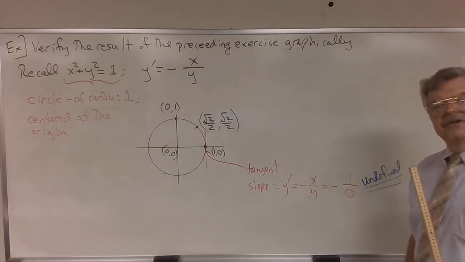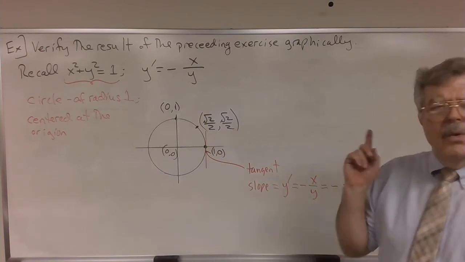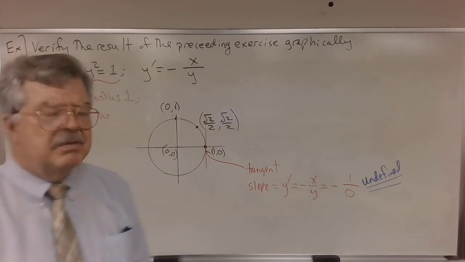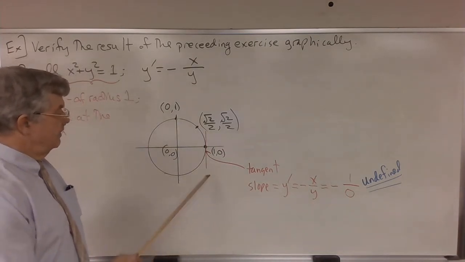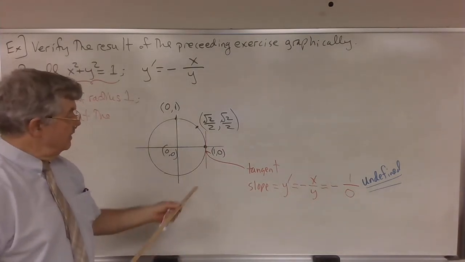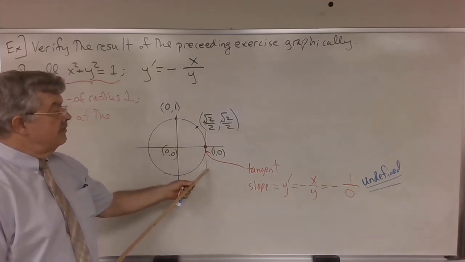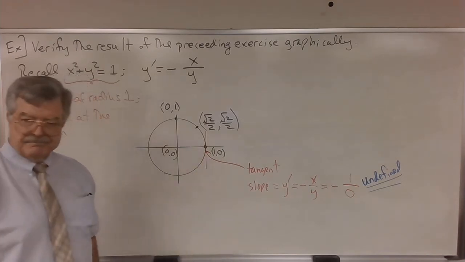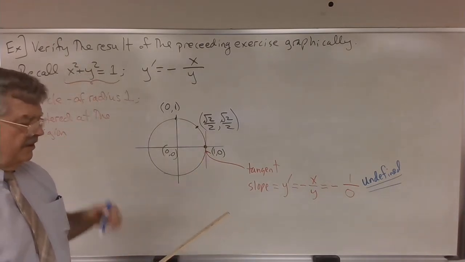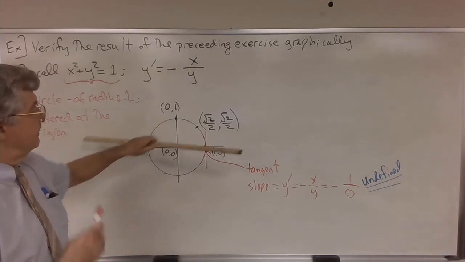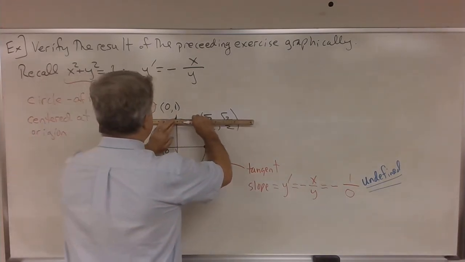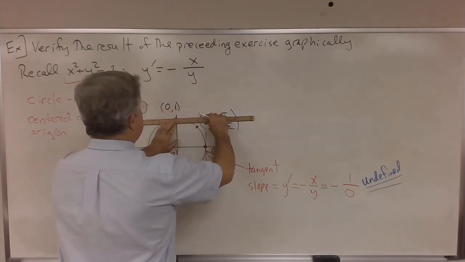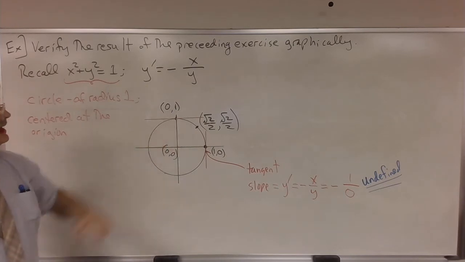Now let me ask you something. What kind of a line has undefined slope? A vertical line, right? So this is right on the money. The slope of the tangent is undefined. It's a vertical line. Okay, let's draw another tangent. Right here. Here's another tangent.